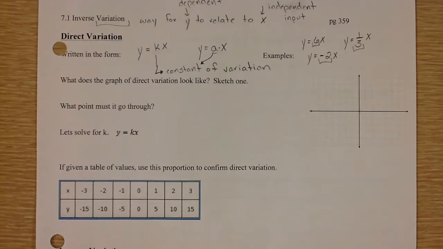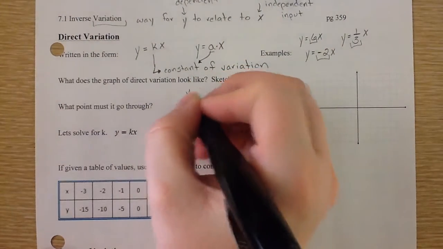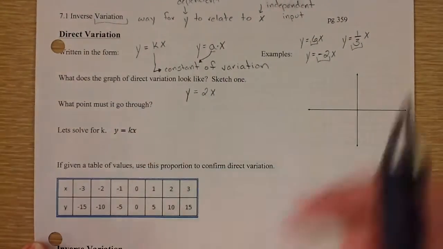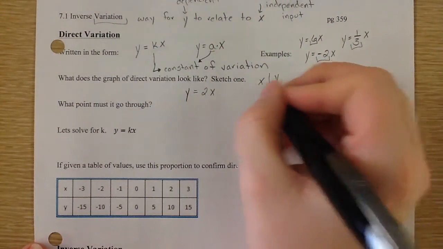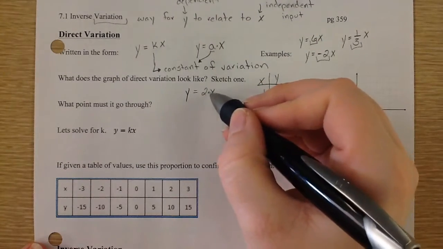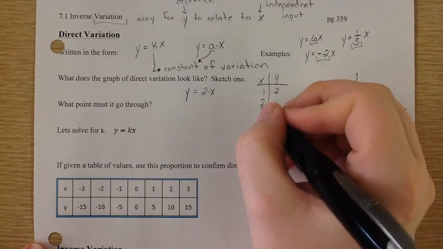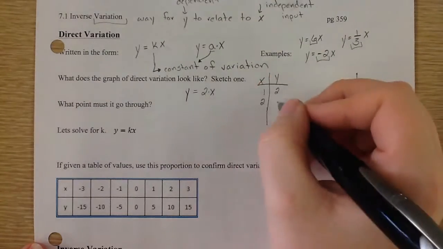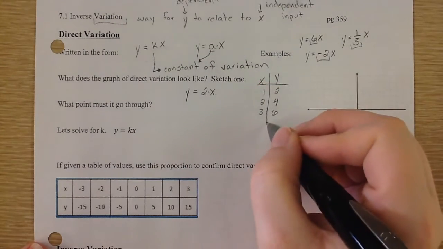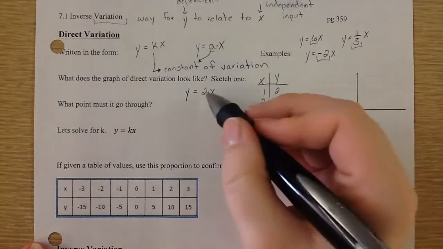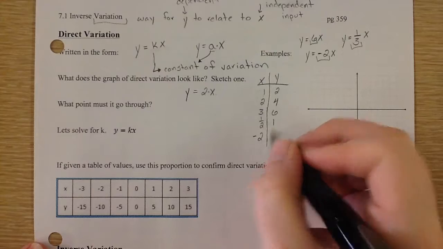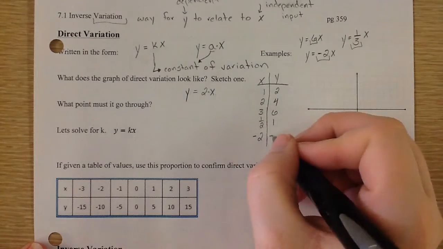Okay, so what does the graph of a direct variation look like? Well, let's just do a simple y equals 2x. To sketch this, I'm going to create a table of values. When I put in a 1 for x, that's 2 times 1, which gives me 2. When I put in a 2, that's 2 times 2, which is 4. When I put in a 3, that's 2 times 3, which is 6. Let's put in a half. That's 2 times a half, which is 1. Let's put in negative 2. 2 times negative 2 is negative 4.